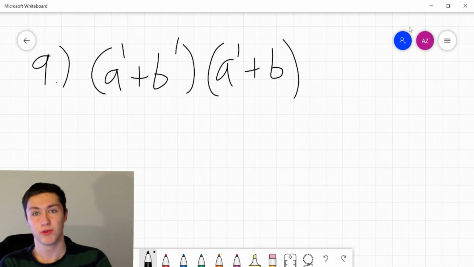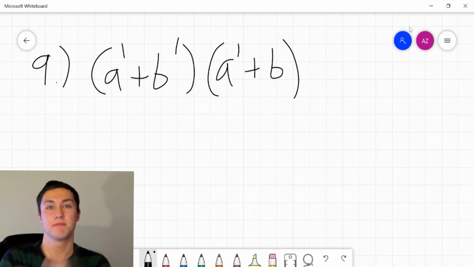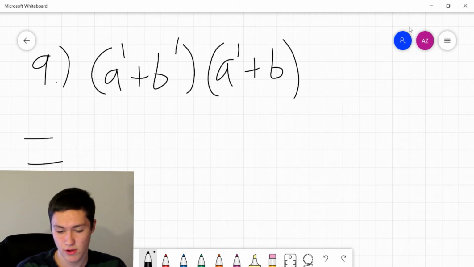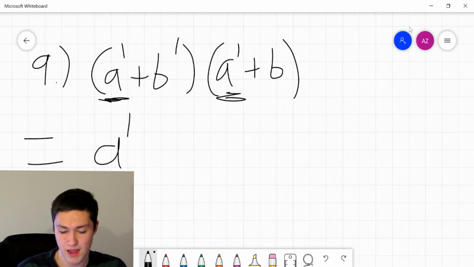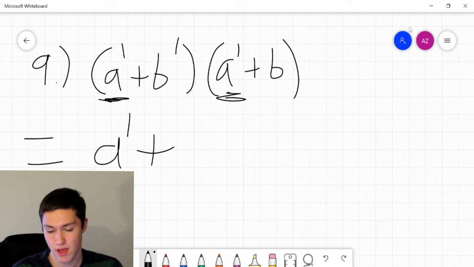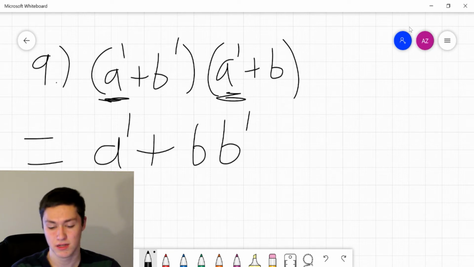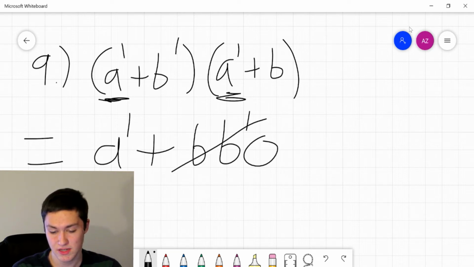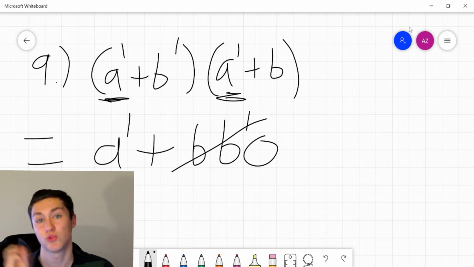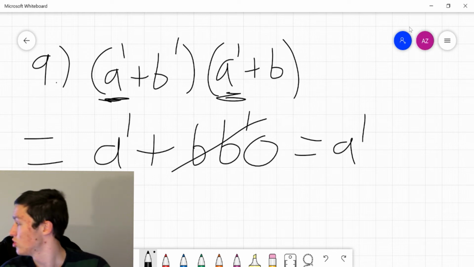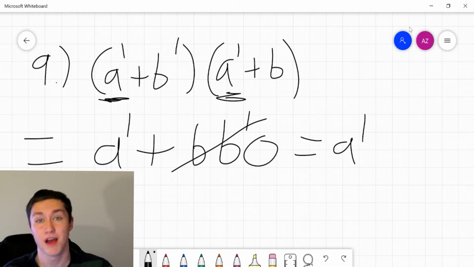And for this problem, we're applying the exact same identity, but backwards. So we start with the parentheses, and then I see a common term, A not and A not. So I know there's going to be A not or something. And what do we have? We have B and B not. This becomes 0 because something can never be true and false at the same time. So this should just be equal to A not.